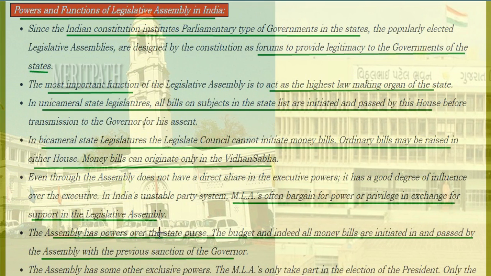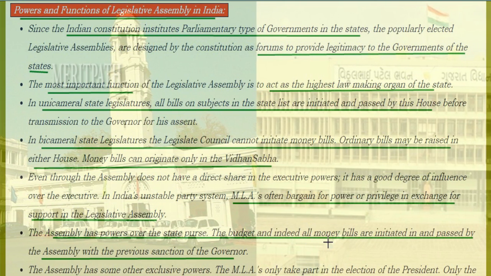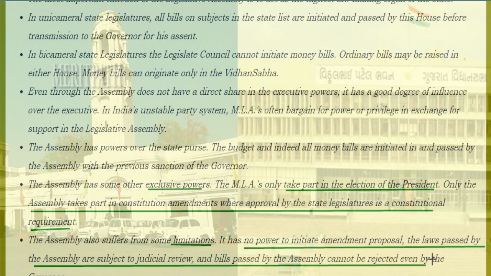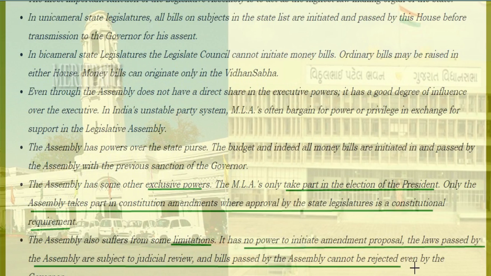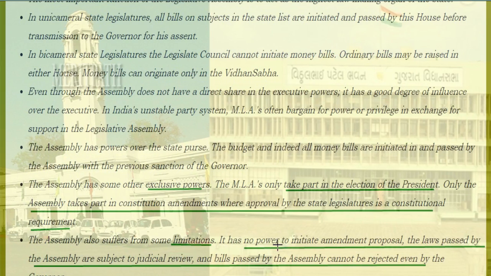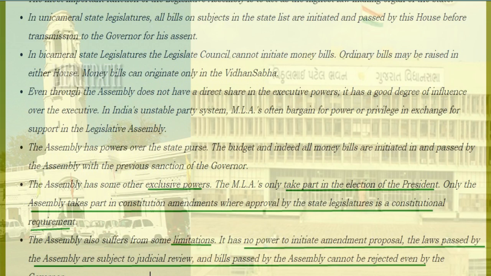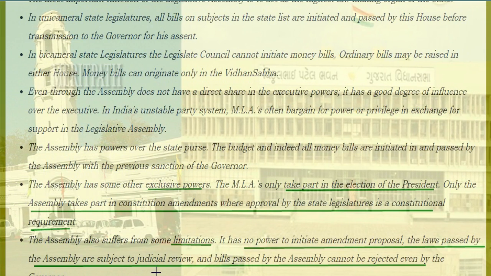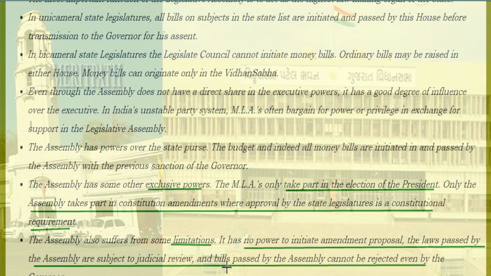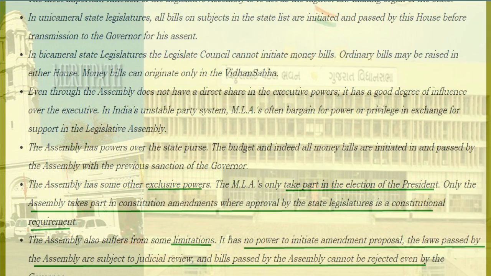So this assembly has power over the complete state. The budget will be decided, all the money bills will be initiated and passed in the assembly, and later the governor sanctions these bills. In addition to these powers, the assembly also has some exclusive powers. The MLAs take part in the election of the president. The president of India is elected by the MLAs of each state. The assembly also takes part in constitution amendments.